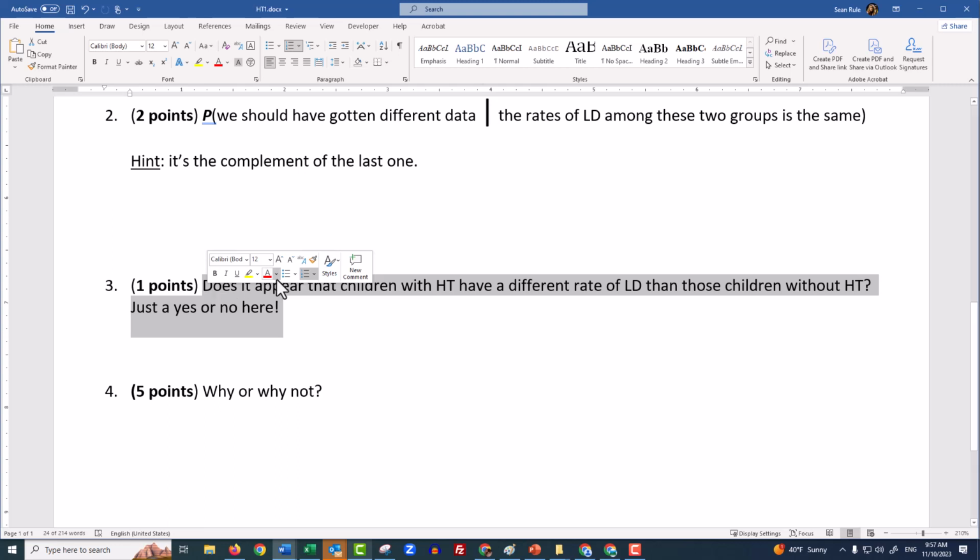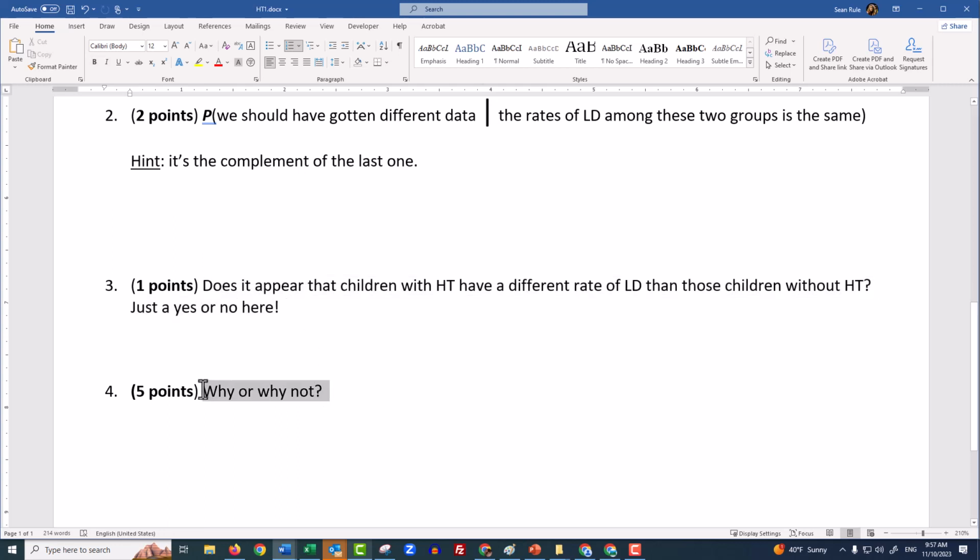Now, as to why it appears, that's not what I'm asking down here. Here, I'm just asking, why does it appear that children, or why does it not appear that children with hypertension have a different rate? We have no idea why the hypertension is associated with the rate of learning disability. What I'm asking is, how can you tell by the p-value?